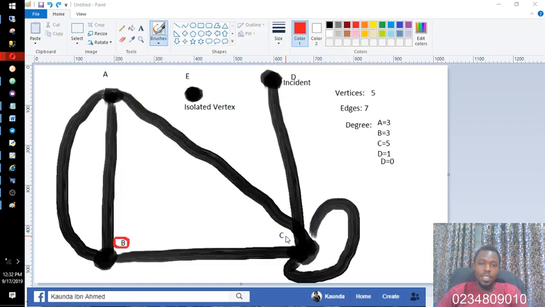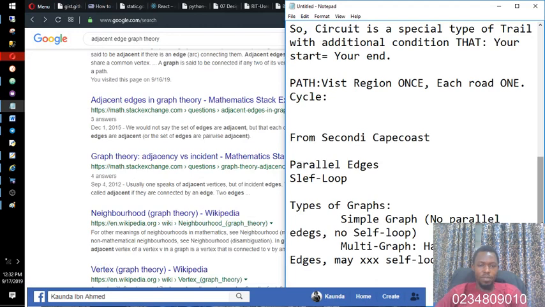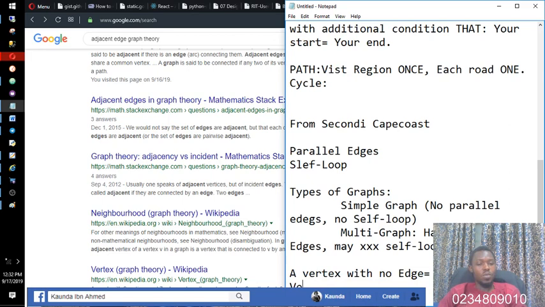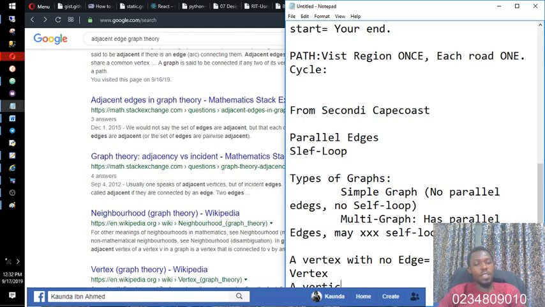Let's try to put that down here. So these are the types of graph we've done, and then adjacent. So let's say a vertice with no edge, we call it an isolated vertice. And then a vertice with one edge is called incident. A vertice with one edge is called an incident vertice.